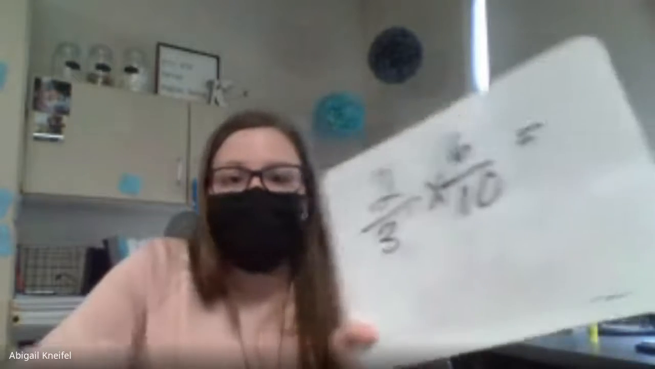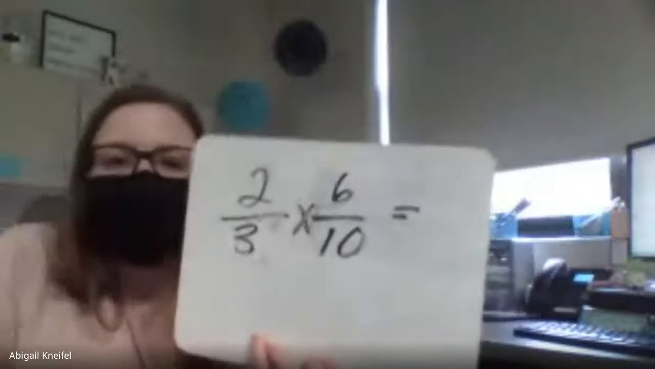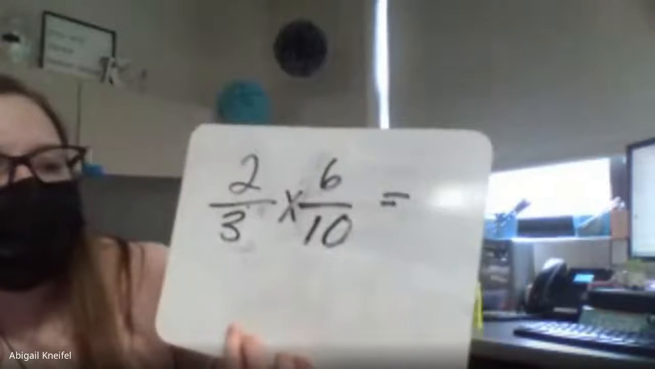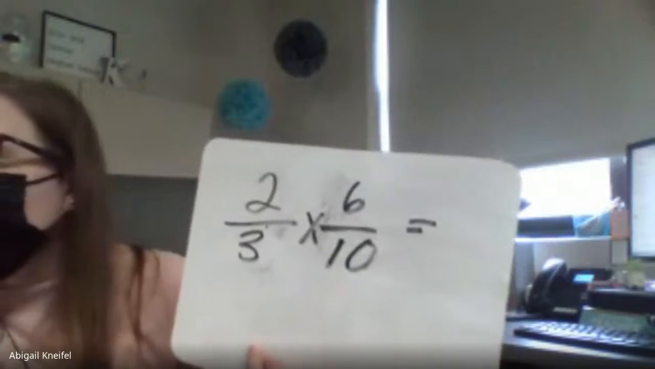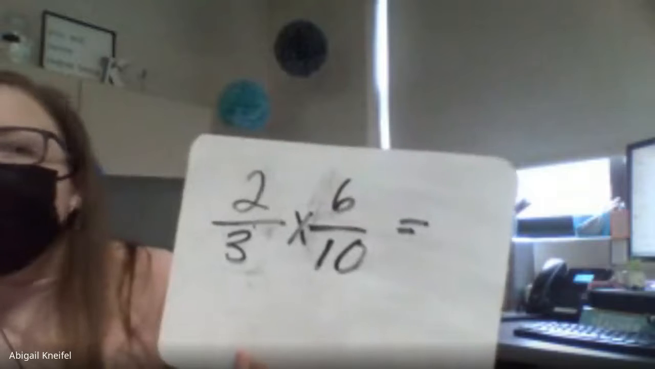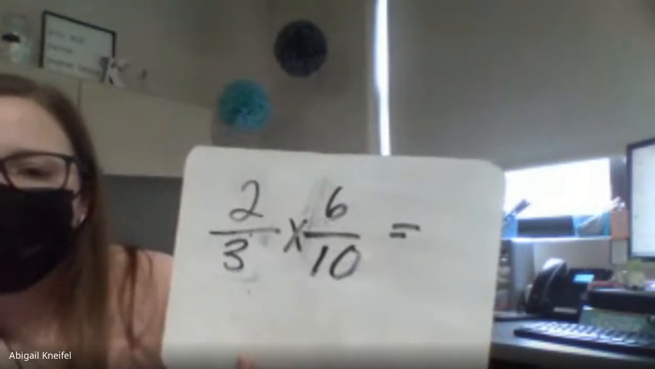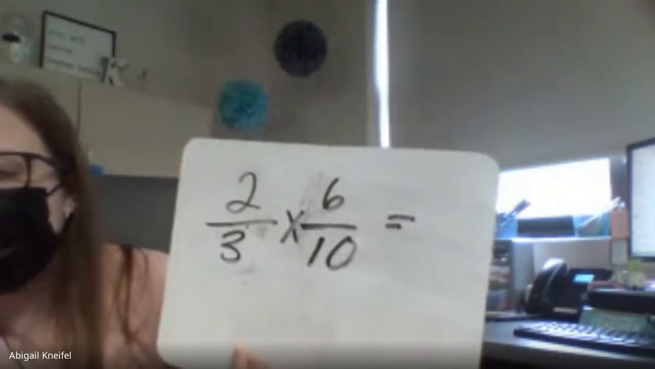All right, let's try this one. 2/3 times 6/10. If you can cross-simplify. If you can't, then just multiply. 2/3 times 6/10. Remember, cross-simplifying literally just makes your life simpler. That's the whole point of it. Simplify, simple, see how that works?